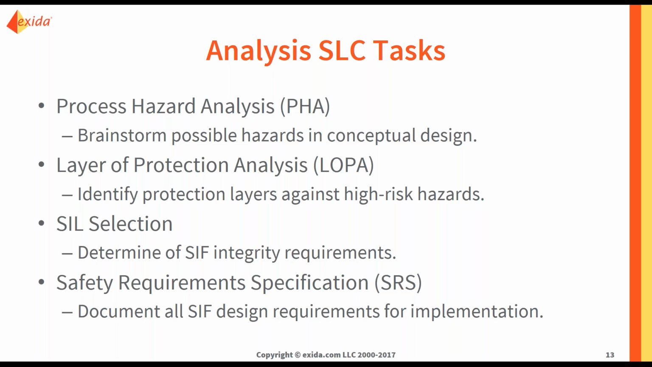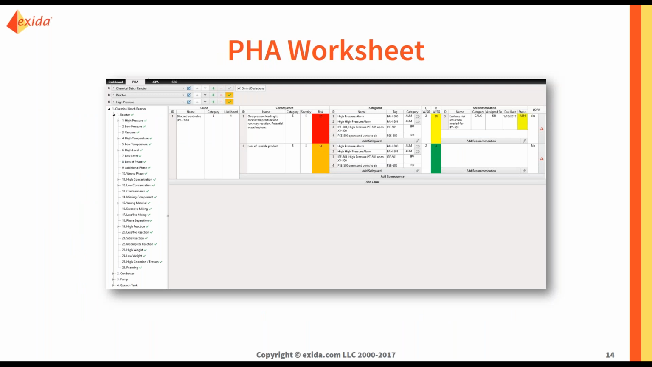That would be your SIL selection phase, and in that you determine the SIF integrity requirements for each SIF in your system. Then all of this has to be documented to hand off to the design team. This document is called the Safety Requirement Specification. It's going to document all of your SIF design requirements for implementation, so you can hand that off for SIL verification to be done in the next phase of the safety lifecycle. So that's a lot that you have to do to analyze your system. What would this look like in a fully integrated tool?